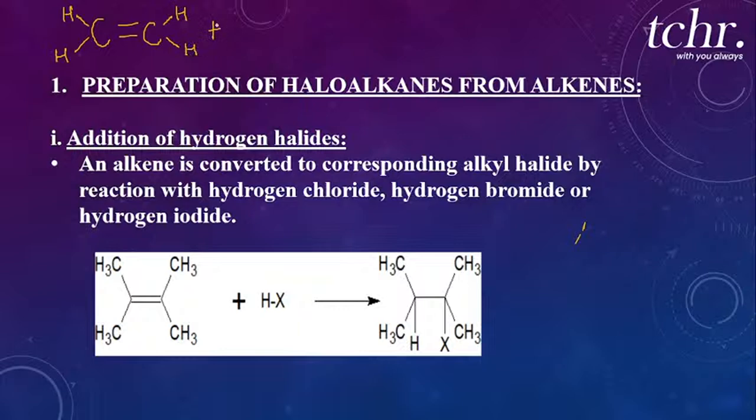To ethene, let me add any hydrogen halide. Students, what is hydrogen halide? Hydrogen halide is nothing but, for example, you can take hydrogen chloride or hydrogen bromide or hydrogen iodide. So any type of hydrogen halide. So treat alkene with any type of hydrogen halide. For example, if I take hydrogen bromide, what happens?